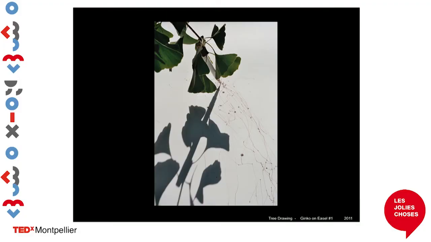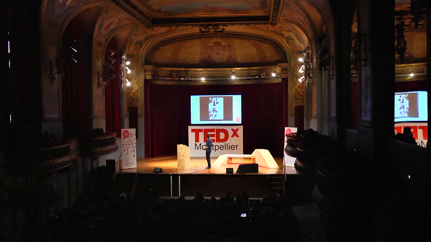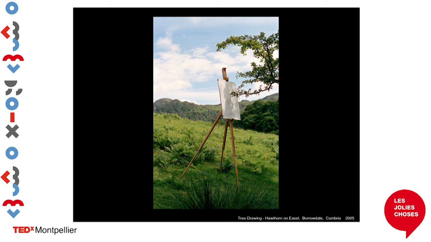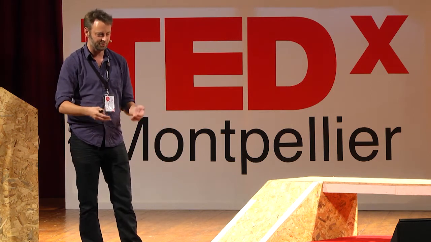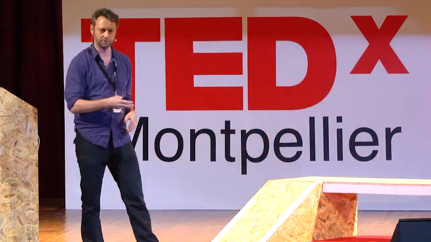And here we have a tree drawing. The tree is actually drawing with a pen attached to the tip of its branch. As it moves in the wind, it's tracing out its path. This is a hawthorn busy at work. So it's not a representation of the tree. The drawing isn't a representation of the tree. In a way, it's the tree kind of laying down its own essence, describing its structure and its movement.